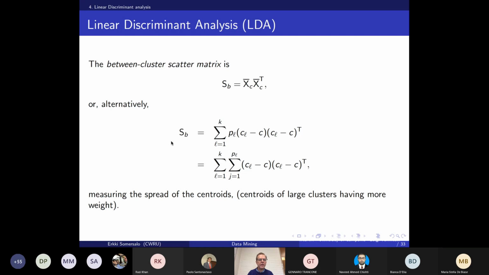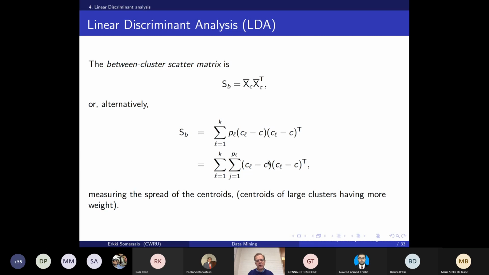Alternatively, if you want to write it in different ways, you can write this. There are 2 different ways of doing this. You can take a sum, l running from 1 to k, and you take pl repetitions of this rank 1 matrix here, cl minus c, cl minus c transpose. And pl is the number of points in that particular cloud.